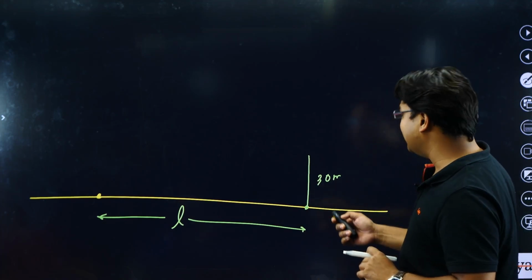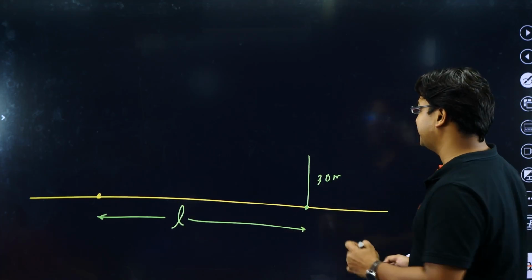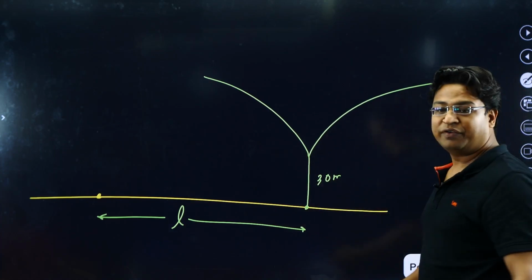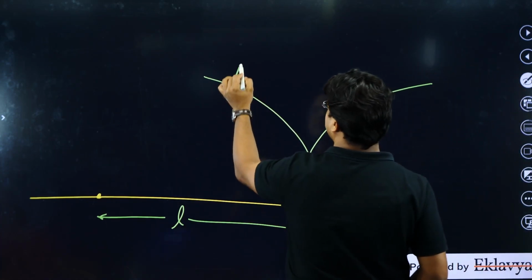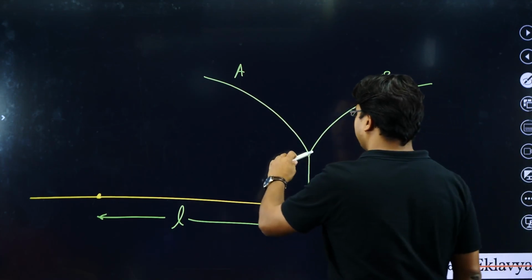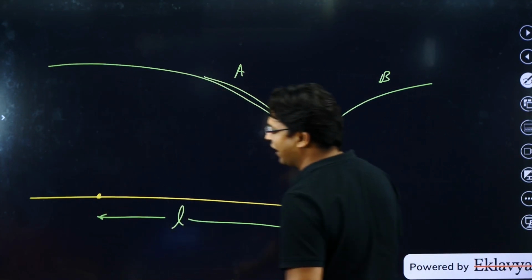Now the question doesn't tell us in which direction the balloon is drifting, whether it is drifting like this or whether it is drifting like this. So we first have to figure out whether this is correct, let's say option A, or whether option B. So guys, pay attention to this. If option A would have been correct, then what would have happened?